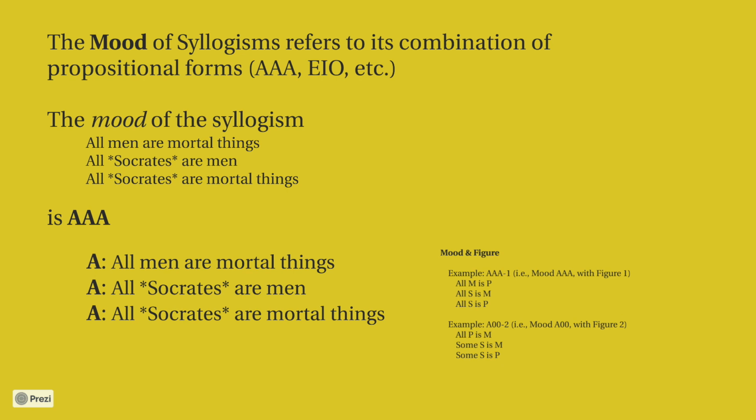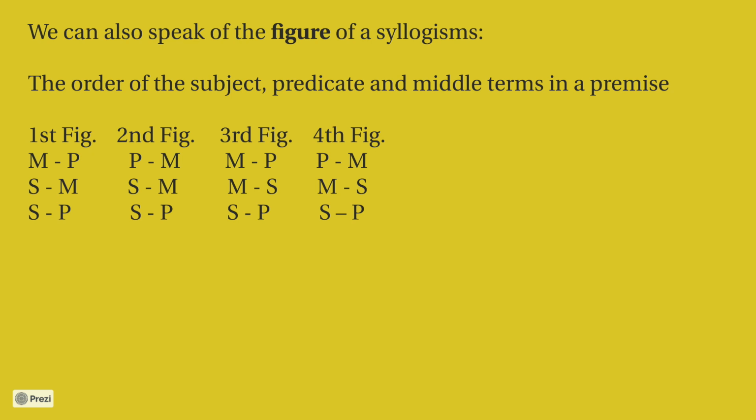The form of a syllogism, on the other hand, has to do with the order of the subject, the predicate, and the middle terms in each premise. Now we know well what subject and predicate is, and we've encountered the middle term before in the game of logic. But just to remind you, the middle term is the thing that is shared in the two premises prior to the conclusion. All human beings are mortal. Socrates is a human being, therefore Socrates is mortal.